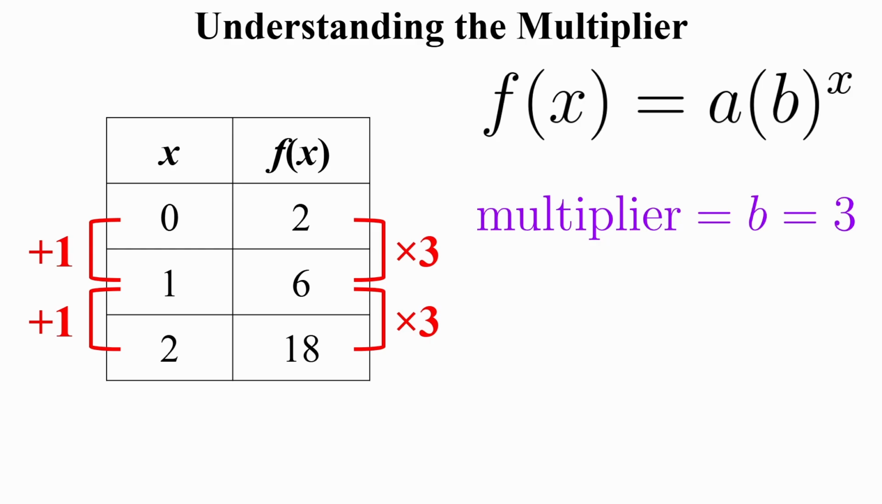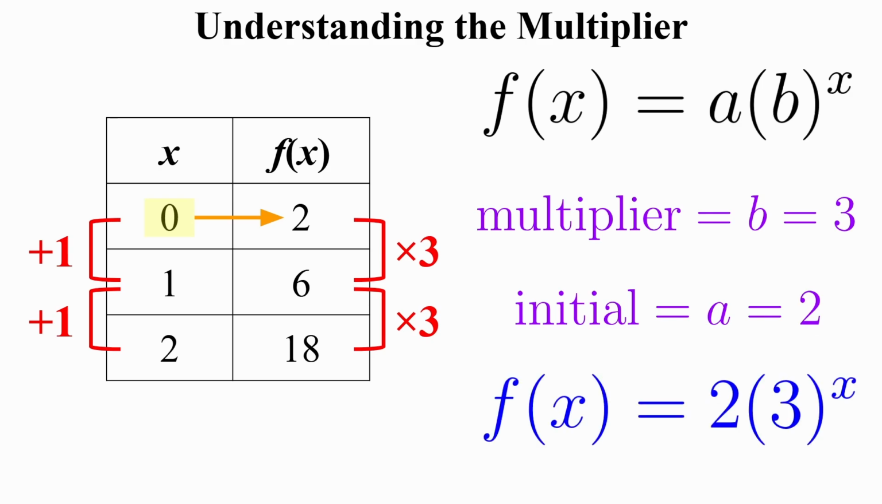And the initial value, I always get that it's the y-intercept. So I get that when x is 0. So I look at the y-coordinate when x is 0, and that tells me that a is 2. So the equation of this exponential is 2 times 3 to the x.